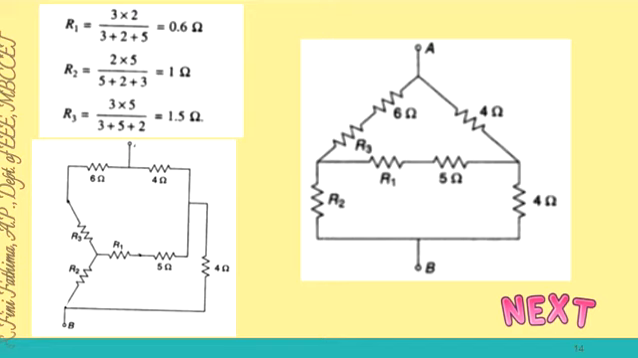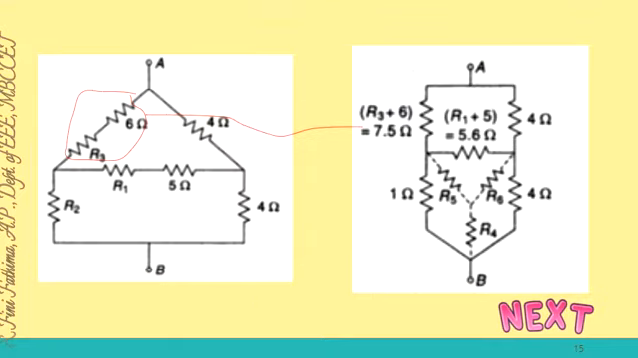We have taken a B connection. Okay, so I have redrawn my circuit, and what I can do is find out the series resistance. So R3 plus 6, that is 1.5 plus 6 is 7.5, and here 4 ohm. Then R1 plus 5 is 5.6. Then R2 and R4. R2 is 1 ohm and R4.